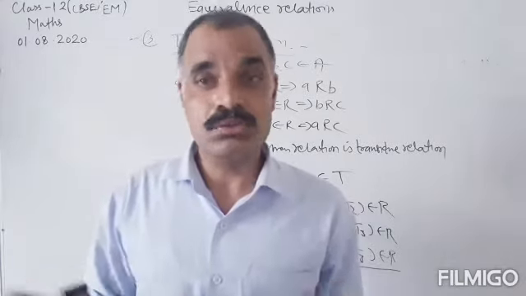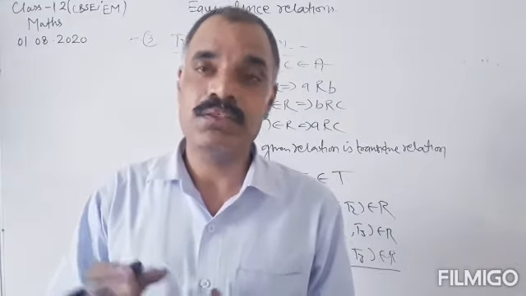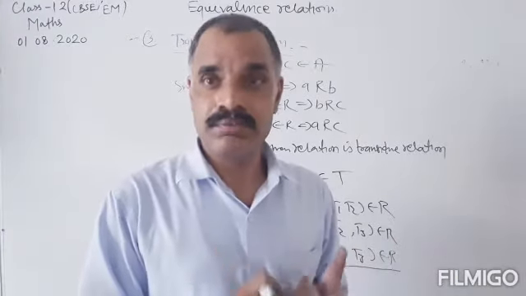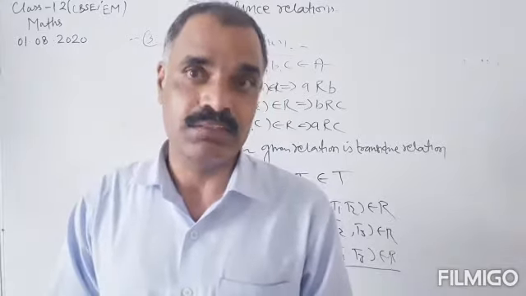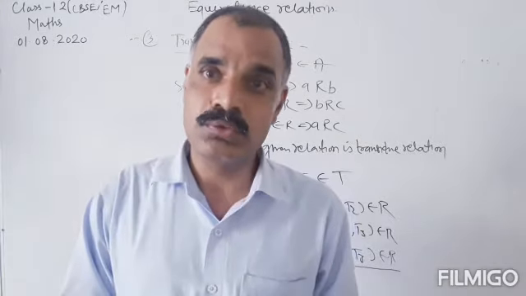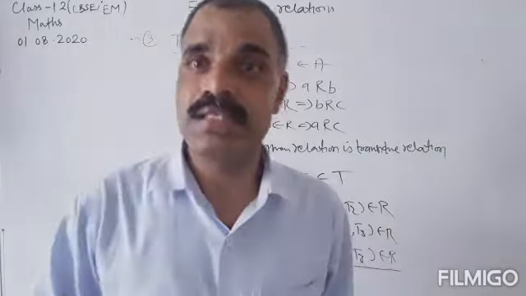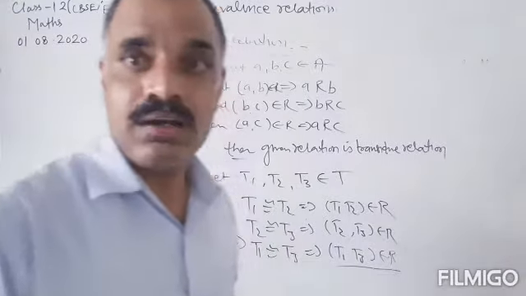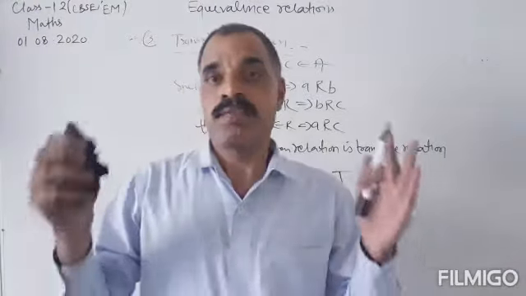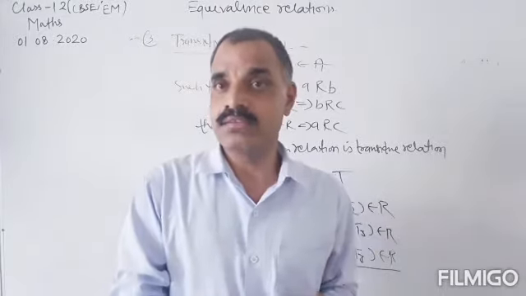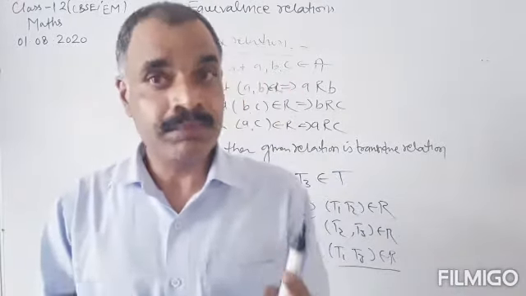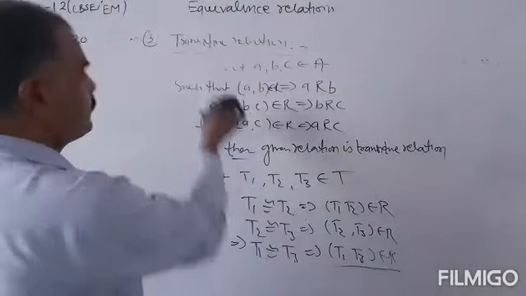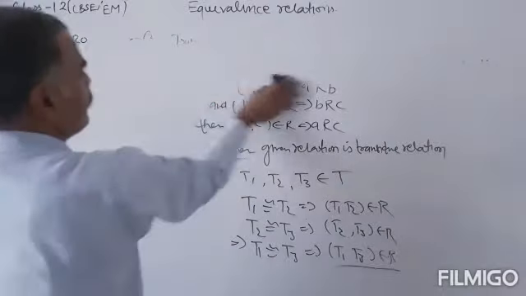So students, first we were talking about the equivalence relation, and we have talked about reflexive relation, symmetric relation and transitive relation. And now I would like to define the term equivalence relation. A relation R on set A is said to be an equivalence relation if it is reflexive, symmetric and transitive. So what is the definition of equivalence relation?